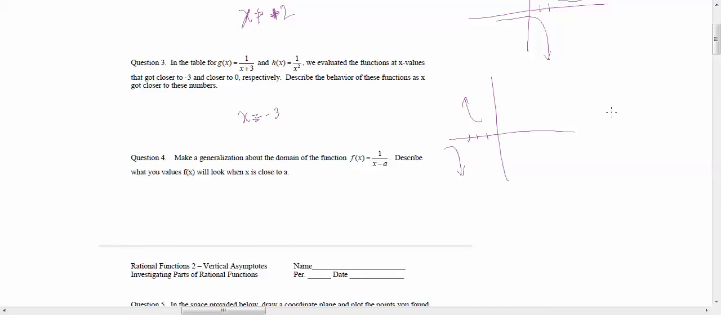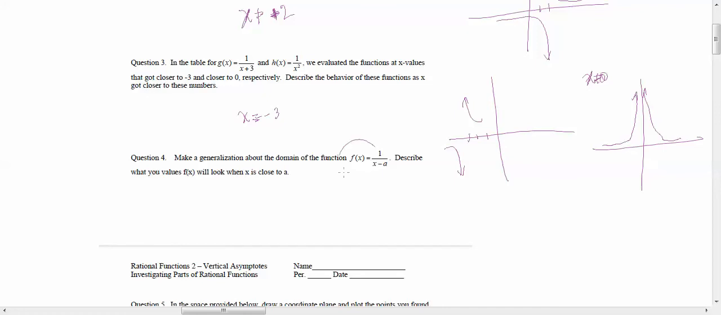Now, h of x is 1 over x squared, so the domain of that is x cannot equal 0. The graph will look like this. As it comes on this side, it's going to deflect up to infinity. As it comes on this side, it's also going to deflect up to infinity, because a negative number squared is going to be a positive number, so it's always going to stay on the positive side. That's kind of what's going on there.